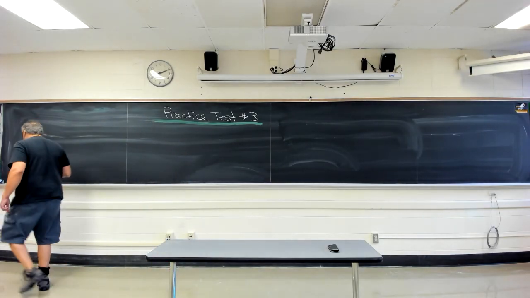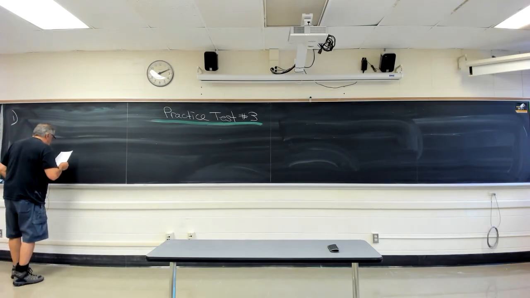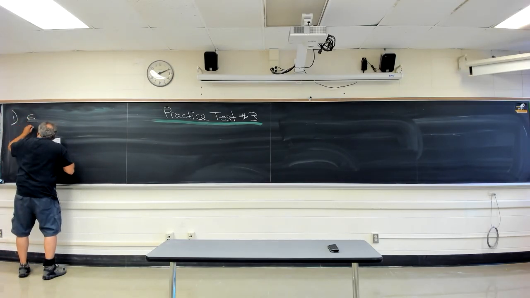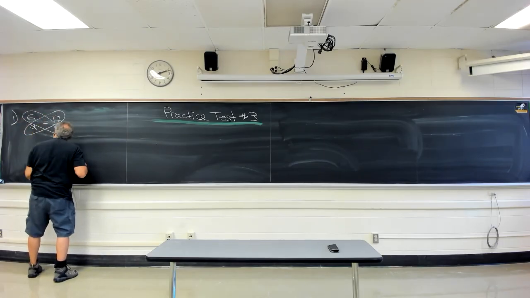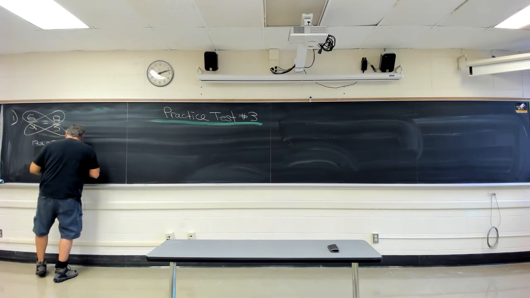Problem number 1. Solve the following proportion for x. Again, this stuff gets discussed in various places. This thing called cross multiplication is probably the easiest way to do it. You go here, you go there. 17 times x is 17x. 6 times 5 is 30.